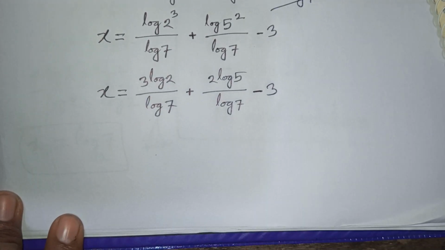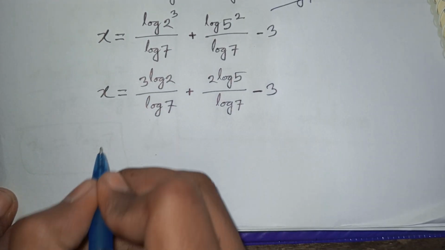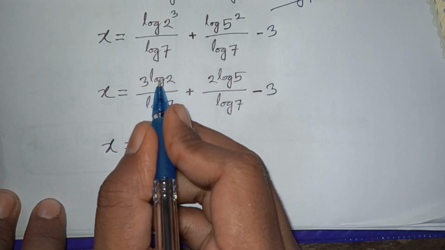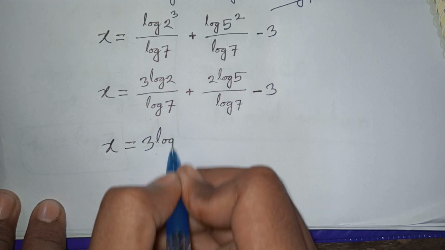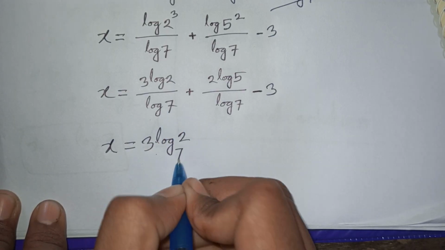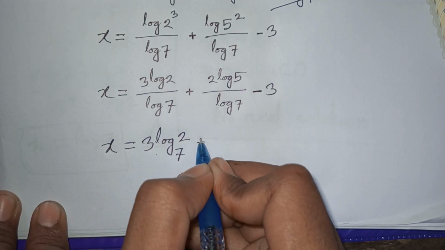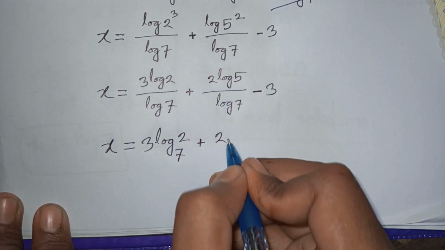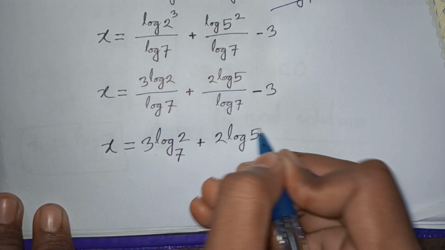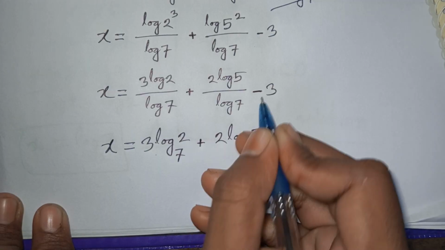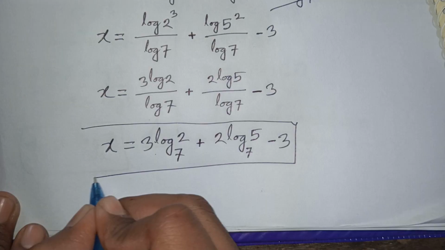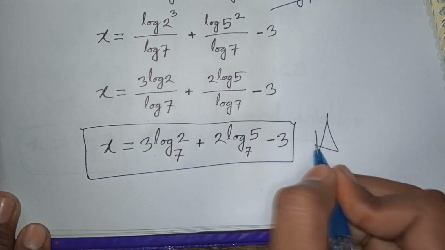In the next step, we have x is equal to 3 times log 2 over log 7, which is same as log 2 base 7, plus 2 times log 5 over log 7, which is same as log 5 base 7, minus 3. So this is the value of x. This is our final answer.